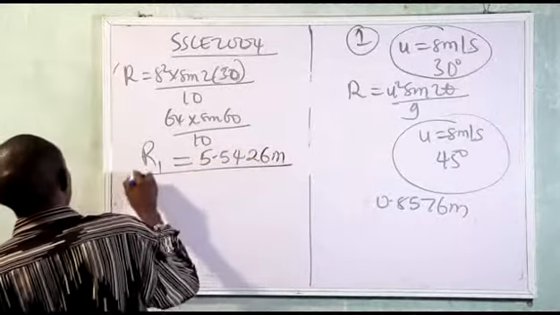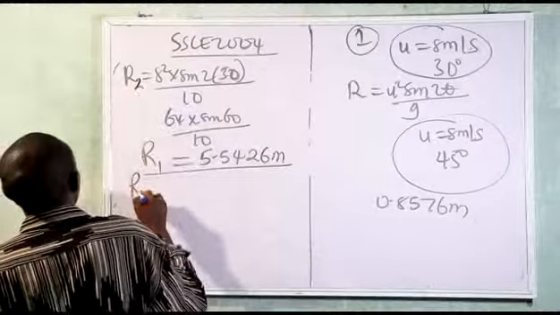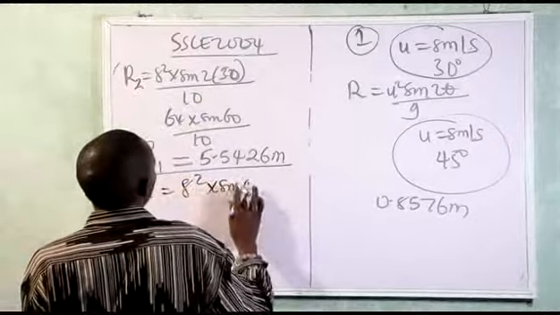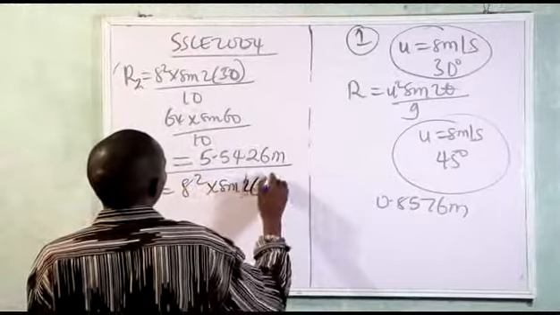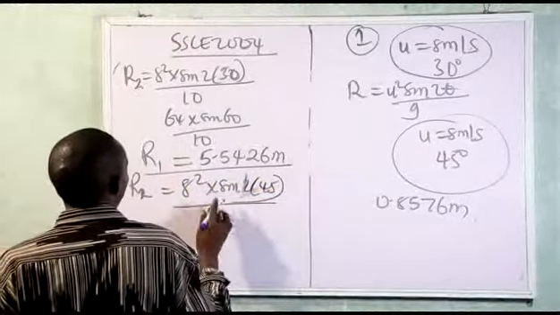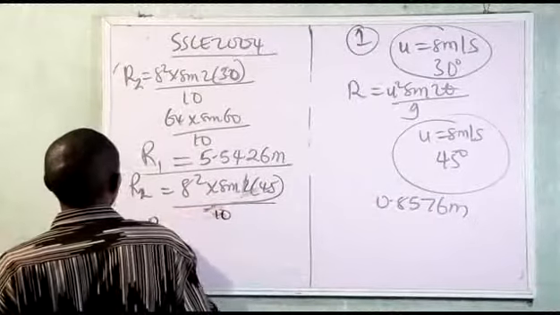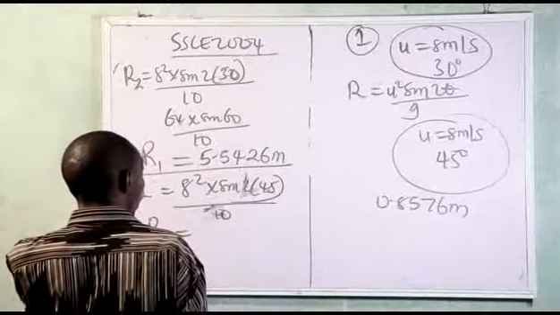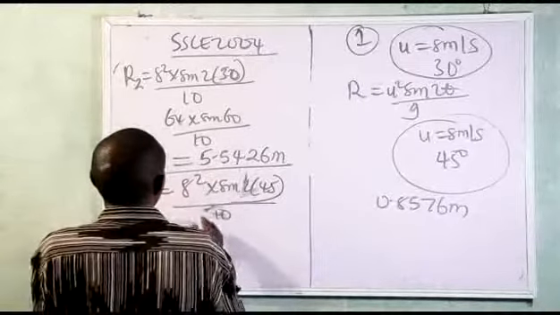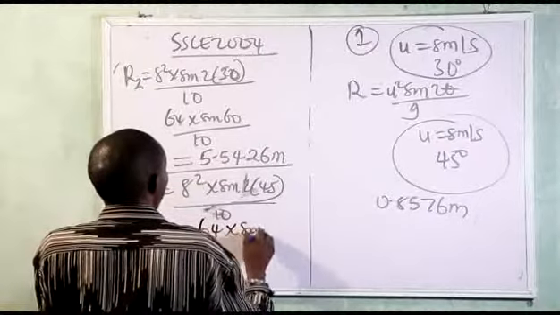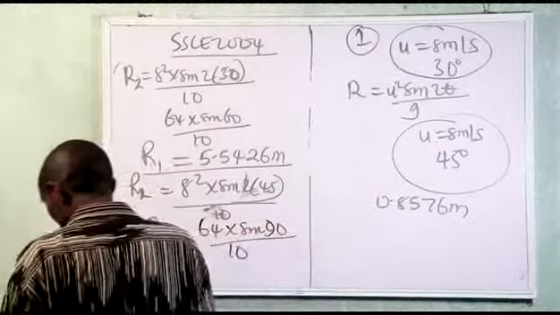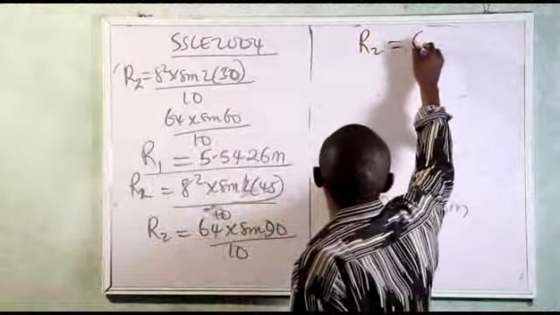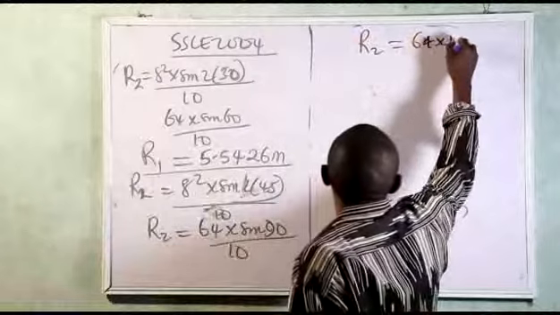5.5426 meters. The second range, when you jump at angle 45 degrees, is R2 equals 64 times sine 2 times 45 over 10. Sine 2 times 45 is sine 90, and sine 90 is 1, we know that. So the second range R2 is 64 times 1 over 10.